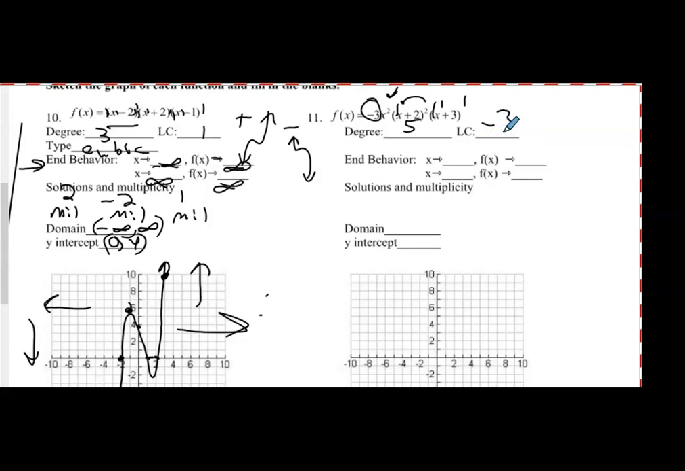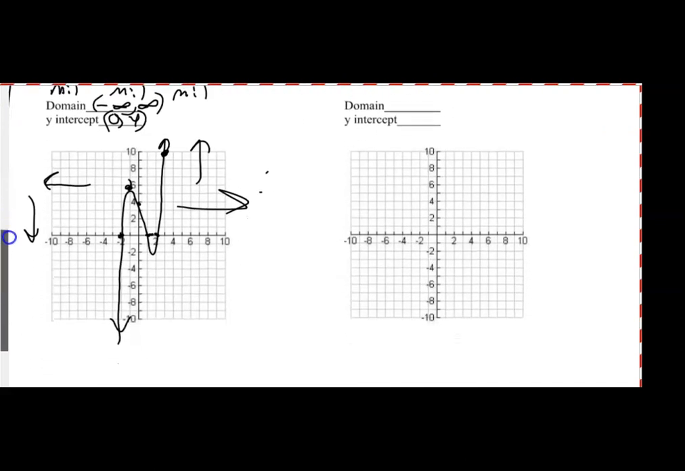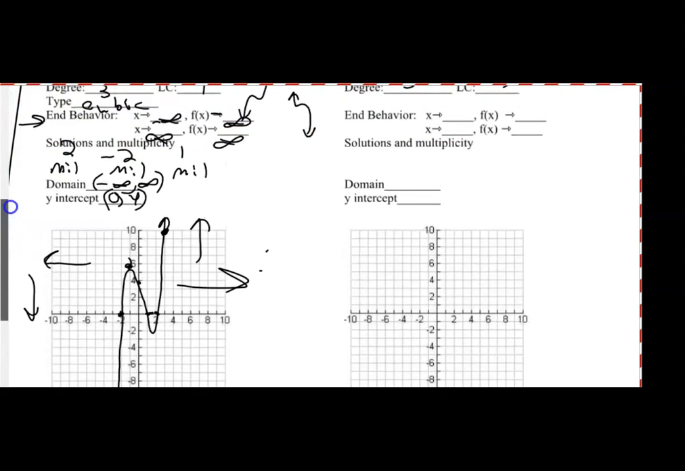Now, please remember, though, if there were any numbers inside the binomials in front of the x's, we would have to multiply by those also. So end behavior, we'll get to that here in a little bit. We'll come back to that, domain, intercept. So we're going to put that in the calculator.